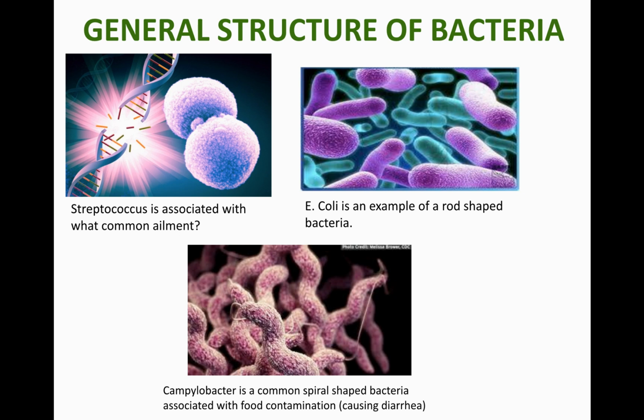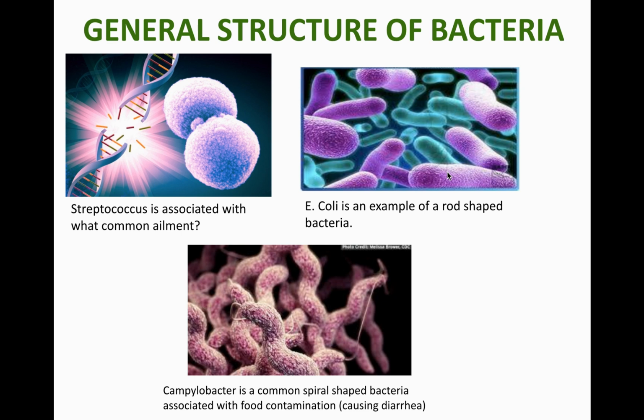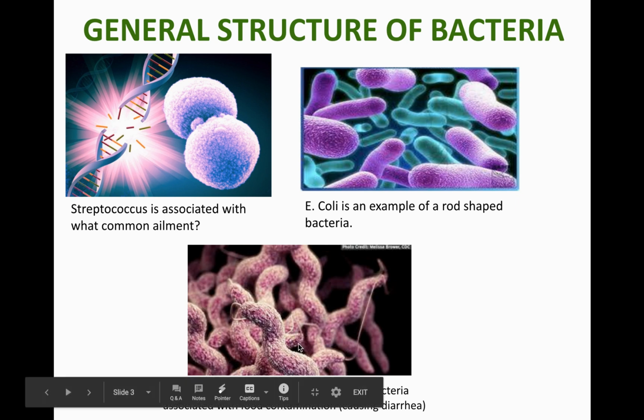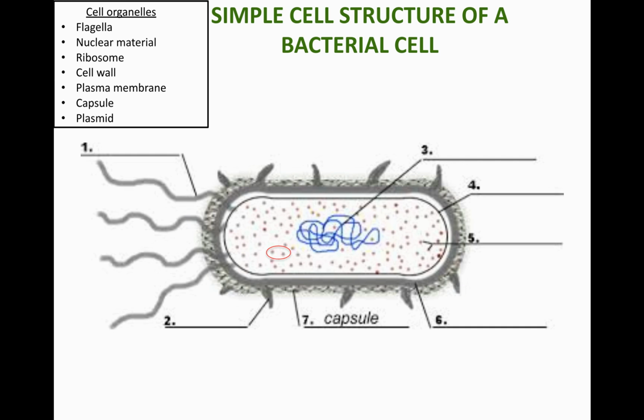So what I would suggest to you is just learn off the shape of the bacteria and an example of the bacteria. So spherical, Streptococcus. Rod-shaped, again, I gave you the example of Bacillus typhoid, or you could also pick E. coli if you prefer, E. coli, and spiral-shaped Campylobacter. The next thing then is actually drawing a bacterial cell.